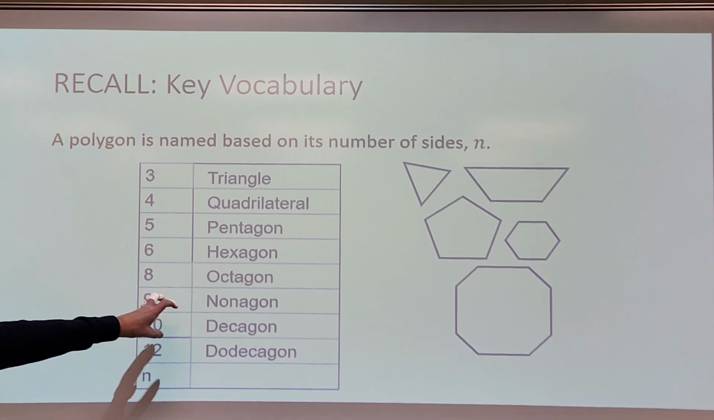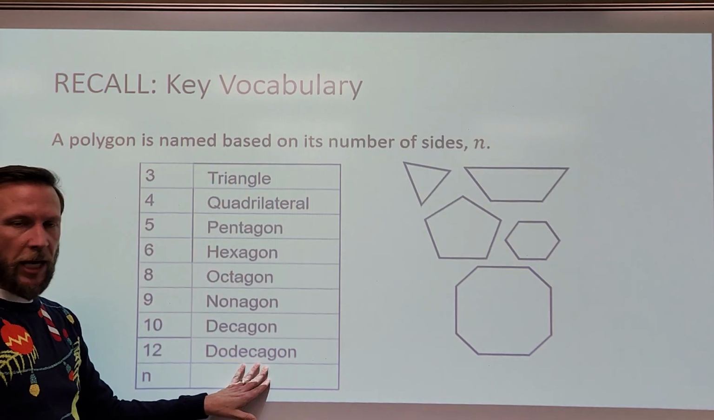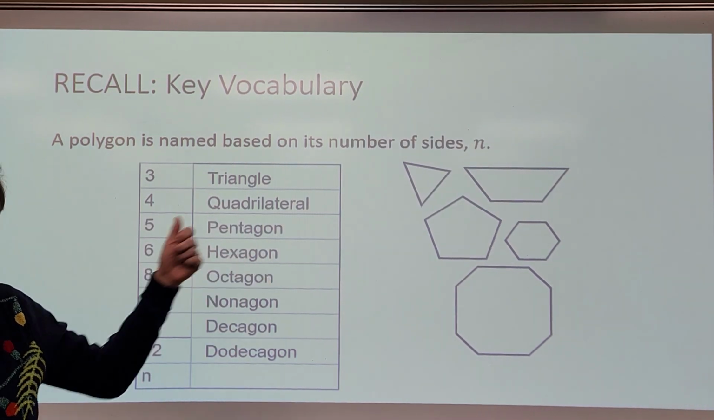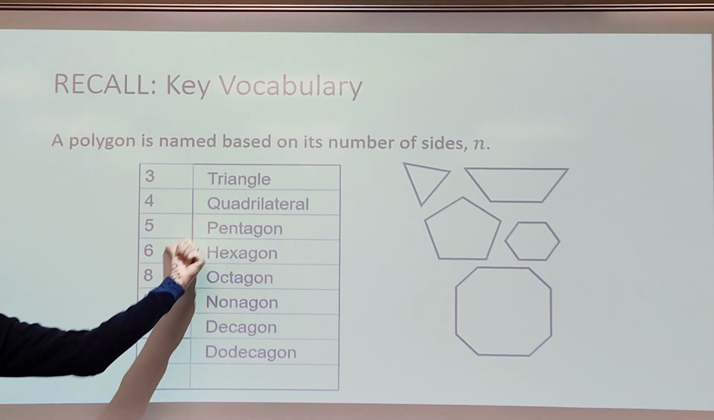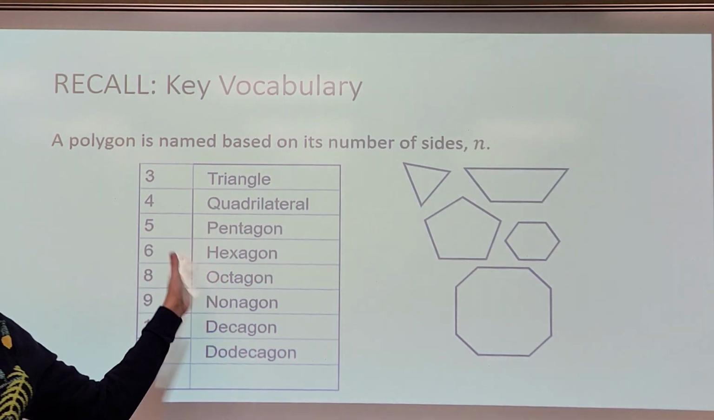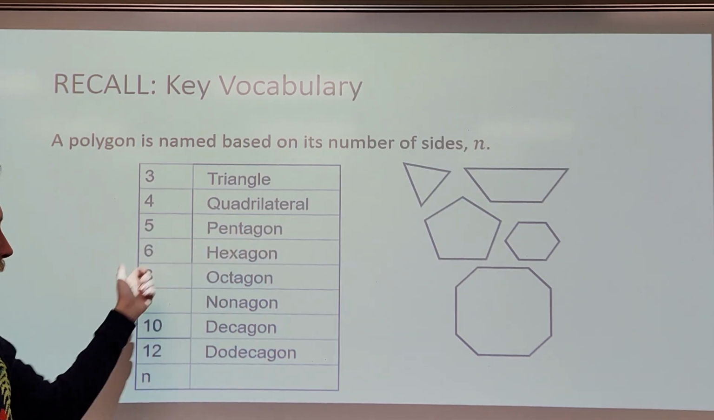Those may feel like new terms, and that's okay. You'll notice that we skipped 7, which is a heptagon, and 11, which is an undecagon, but we don't need to know those terms for this unit. I do expect that you know this vocabulary. So if I'm talking about a hexagon, I expect you to know that the number of sides, n, is 6, and the number of angles in that hexagon is 6. I hope that you can connect these numbers with these names. That's really the big deal.